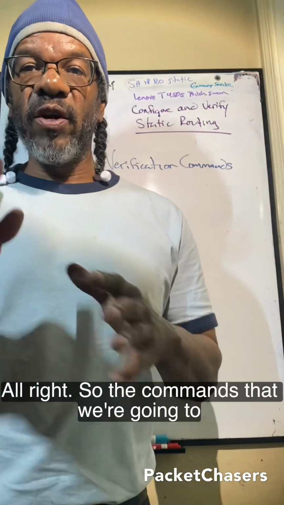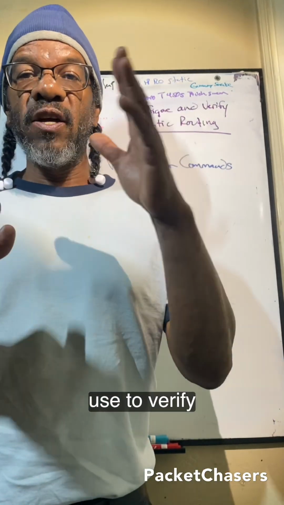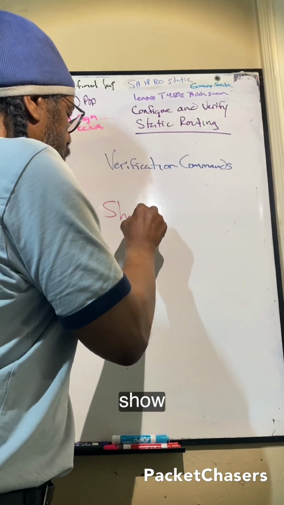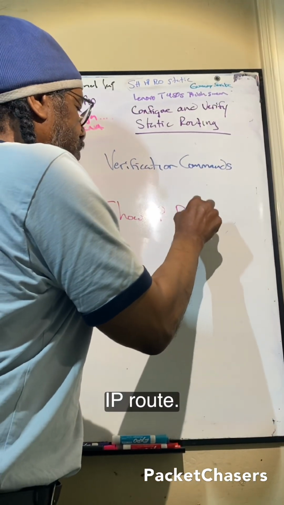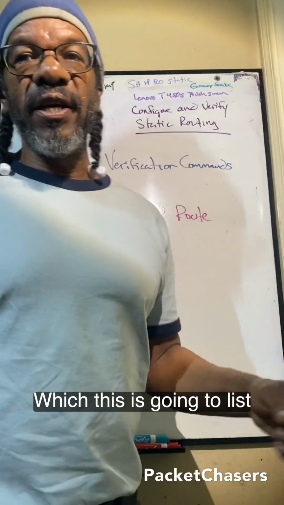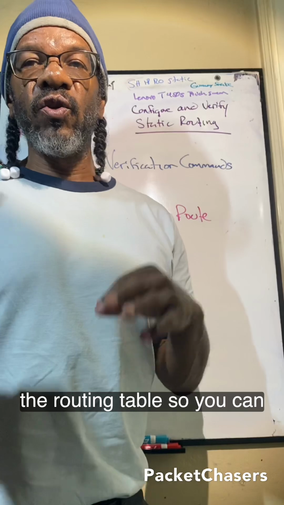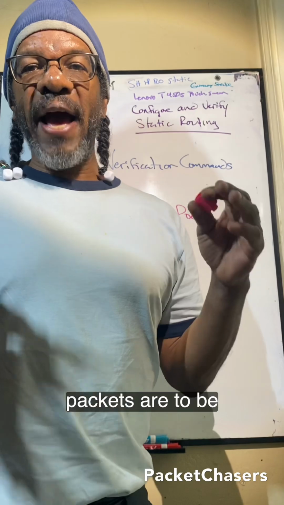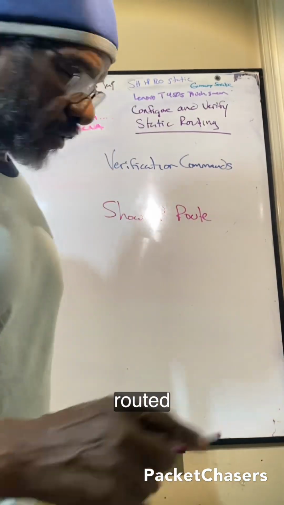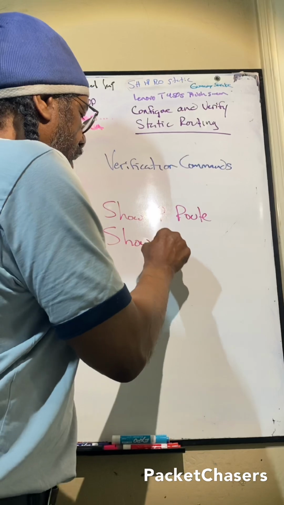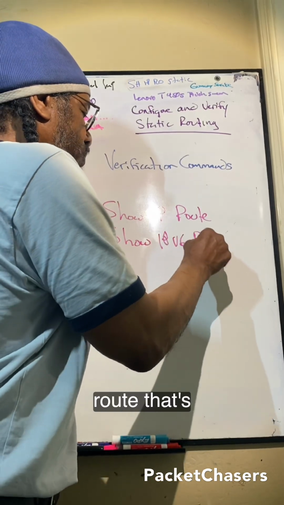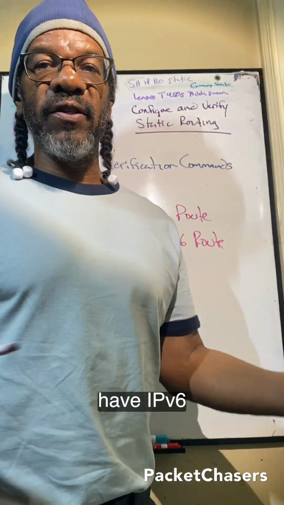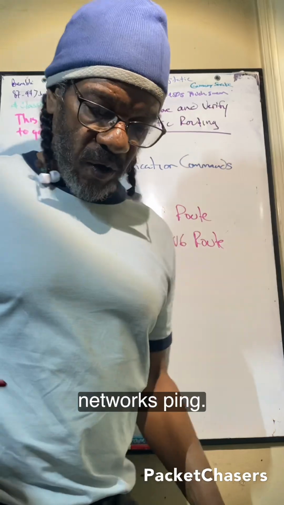All right, so the commands that we're going to use to verify those actions are as follows. Show ip route, which is going to list the routing table so you can see where specific packets are to be routed. Show ipv6 route. That's for all of you that use and have IPv6 addresses on your networks.